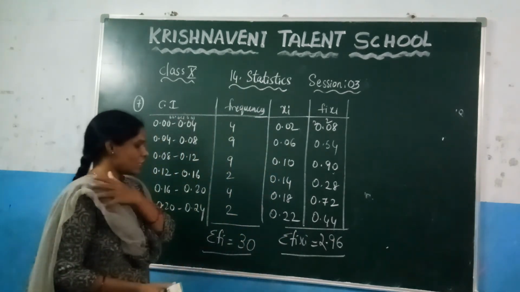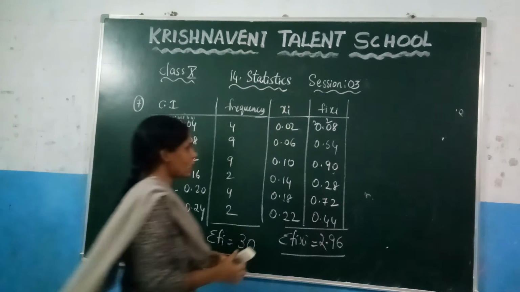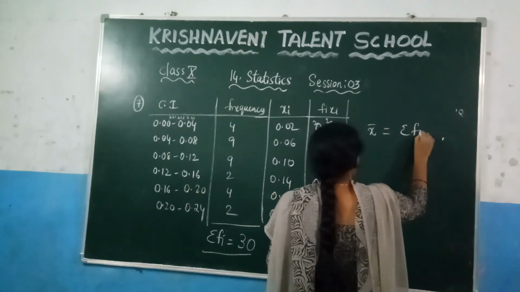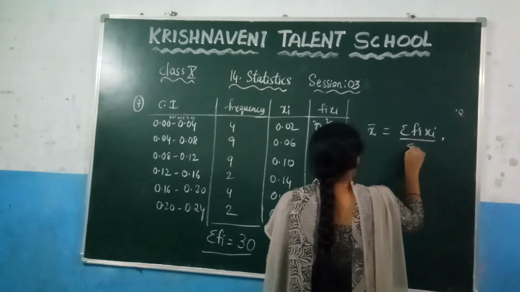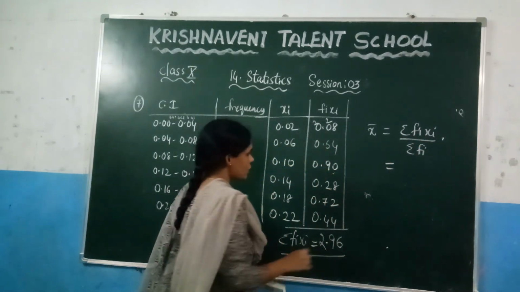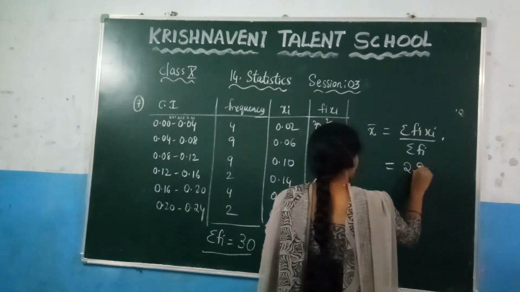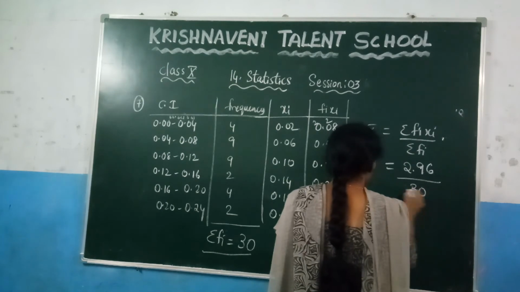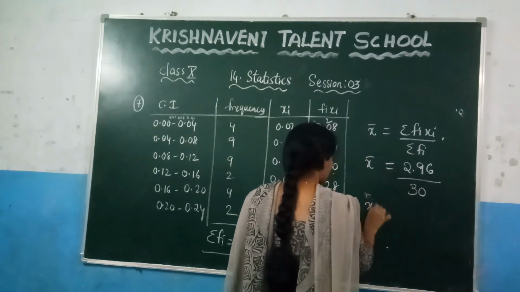Now you need to find the value of the mean by using the direct method. And what is the formula for the direct method? It is sigma fi xi by sigma fi. Now what is the value of sigma fi xi? It gives you 2.96. And after that, what is this value? 30. Now you need to divide this.